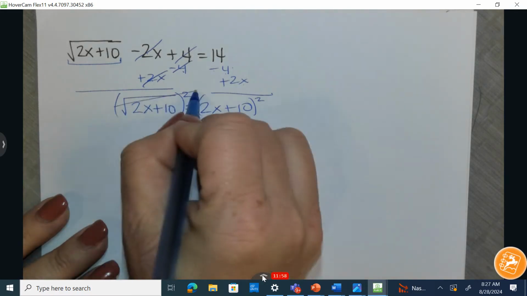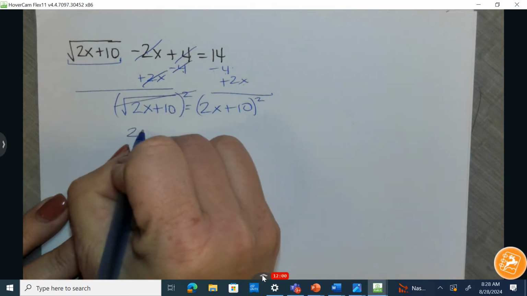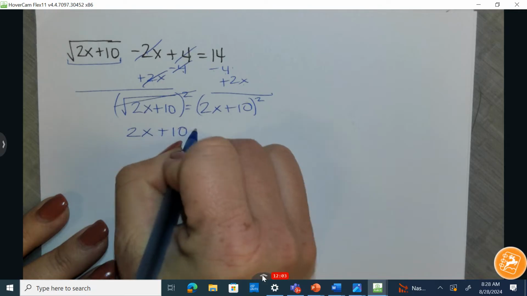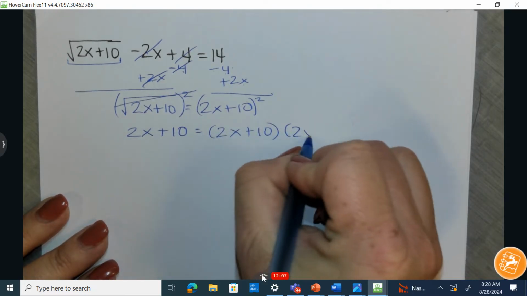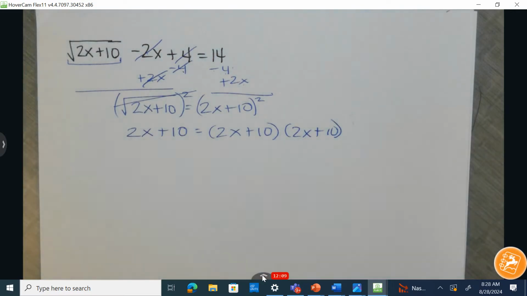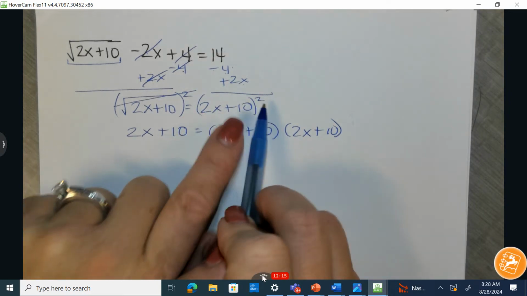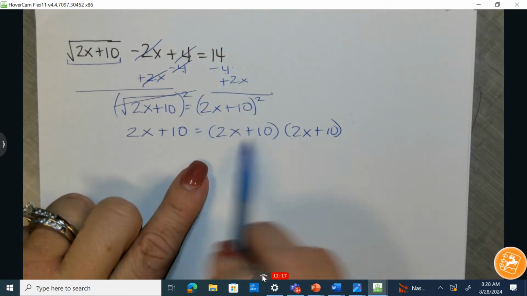Okay, the square root and the square are going to simplify to 1. We bring down 2x plus 10. Now I need to write this quantity twice: 2x plus 10 times 2x plus 10. And that's a really common mistake. Most students, when they get this wrong, write 4x squared plus 100, and they forget to write it twice.